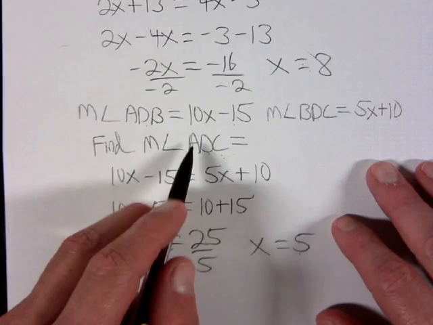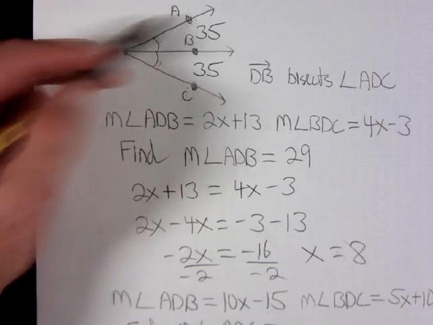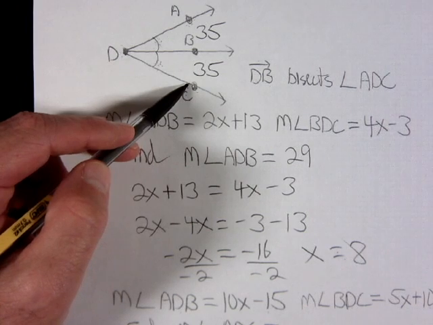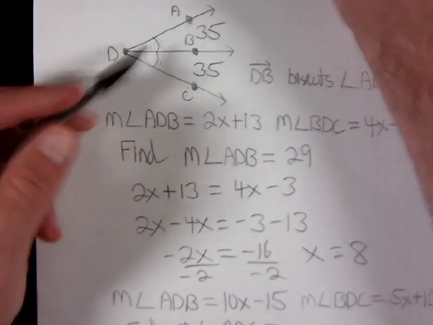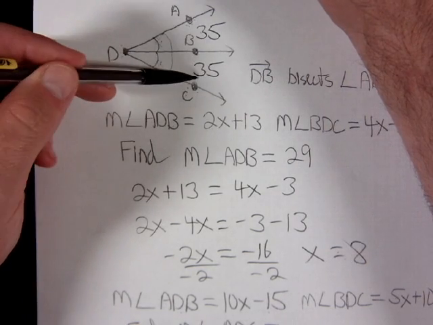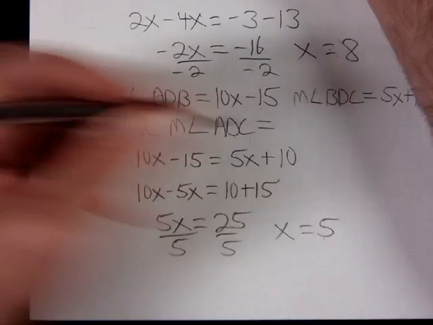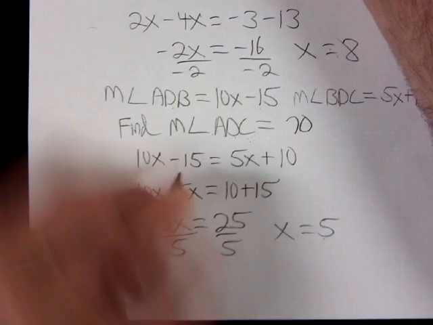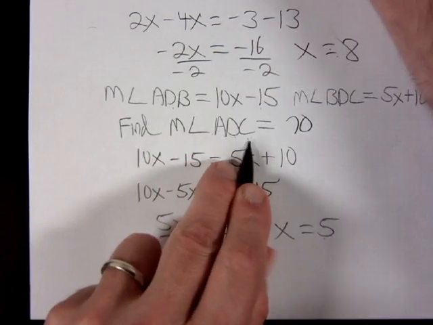Now, how am I going to find ADC? ADC is the whole thing. Well, remember angle addition postulate? The big angle is equal to the sum of its parts. So what's 35 plus 35? 70. And then that is the correct answer for the measure of angle ADC.